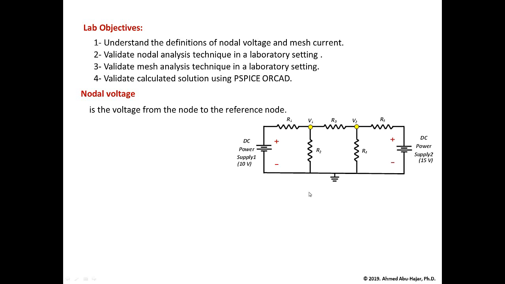So let's look at this circuit. This is the circuit similar to the one you're going to build in the lab. Maybe the values will change, maybe the value of the power supplies will change, but the circuit is going to look very much similar to this one. Now, if you look into the circuit, there is basically a total of 5 nodes.